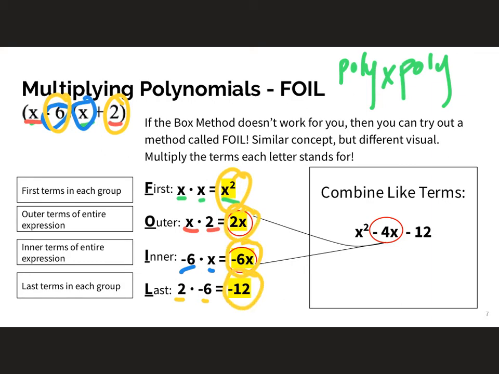And finally, my last step is just to use that skill that I covered in my first slide, which is combining like terms. I know that when I combine 2x and negative 6x together, I get negative 4x. So I end up getting x squared minus 4x minus 12, which is the same expression that I got when I used the box method, right? It gives you the same result, just a slightly different way of getting there. So if you think that this is easier for you, then by all means, use this method instead.